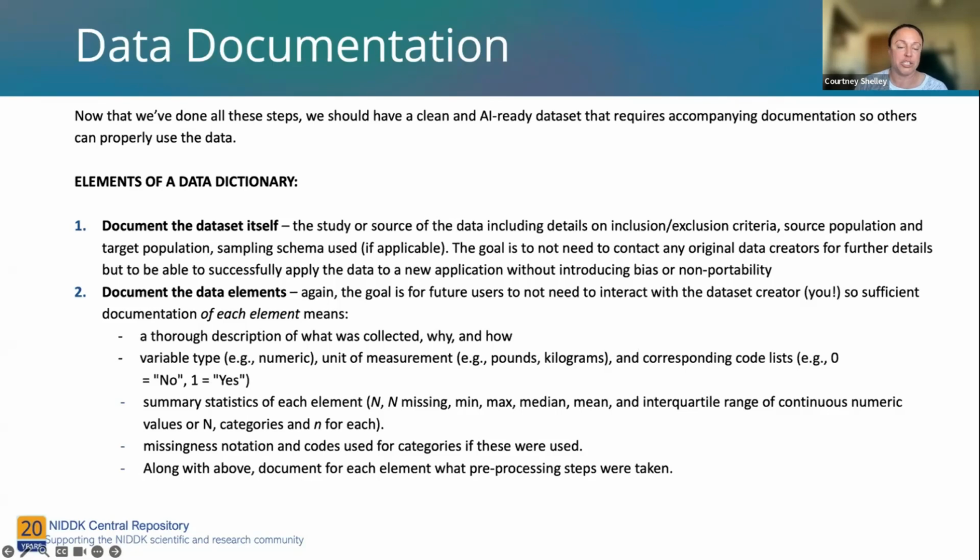And then also, data dictionaries typically are better known for documenting the data elements. So this needs to include thorough descriptions of what was collected, why and how, as much as you can know that, the standardization that you're using, whether you have coded 0 for no and 1 for yes, whether you've used pounds or kilograms, summary statistics for each of your elements, what you use to note missingness, and understanding each of the pre-processing steps that were taken. Really, the goal here is for you to put your data set out into the world and no one ever needs to call you and ask any questions because all of your documentation is right there.